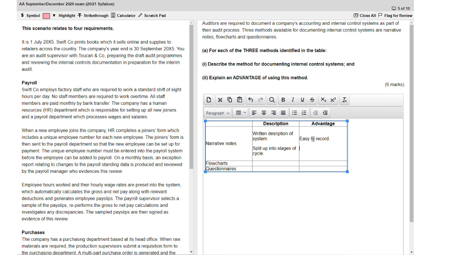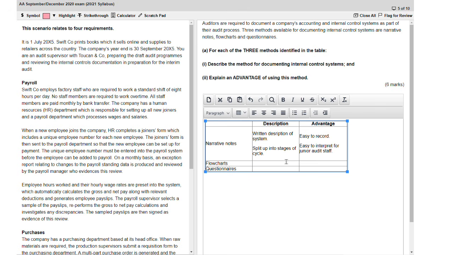And also junior staff, younger staff in the audit team, don't need specialist training to interpret. So we could also say they are relatively easy to interpret for junior audit staff. I remember when I started in audit, I could understand the notes, but when I looked at a flowchart, I felt I was looking at something in a different language.